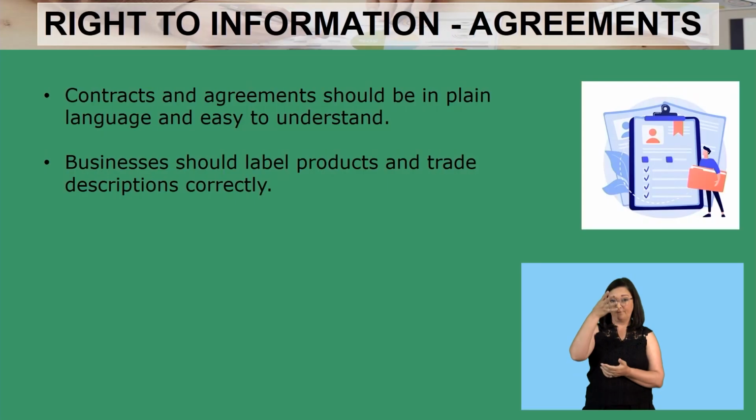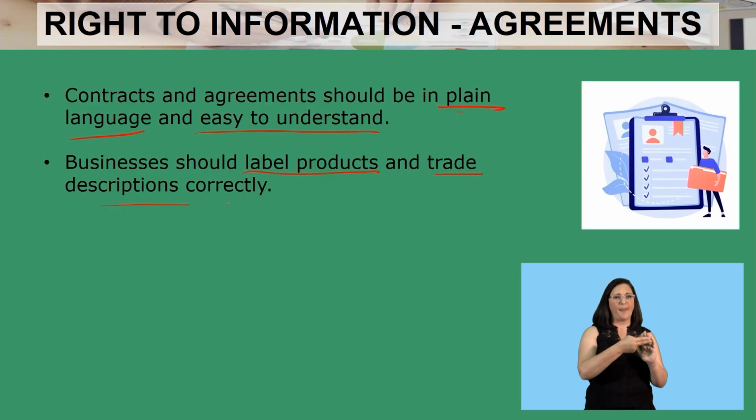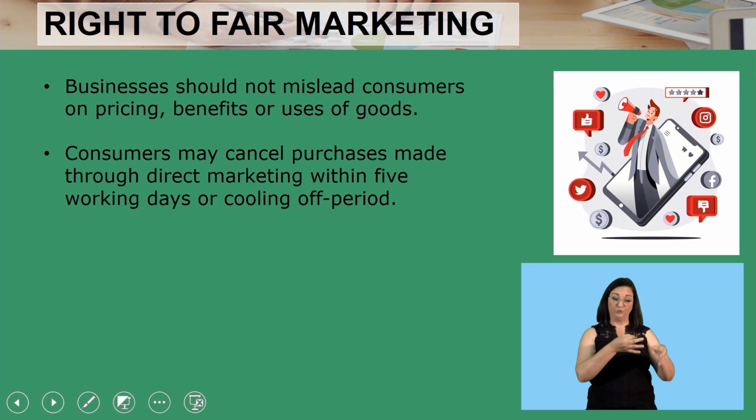Then we've got the right to information or agreements. Contracts and agreements should be in plain language and easy to understand. Again, they're not saying in English, but they're saying in plain language and easy to understand. So there should not be any ambiguous words or any terms that are used that are not easy to understand. Businesses should label the products and trade descriptions correctly.